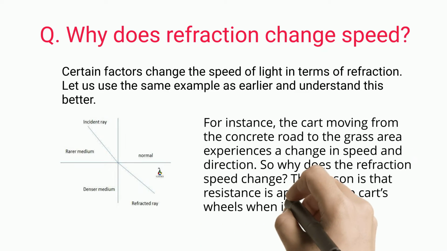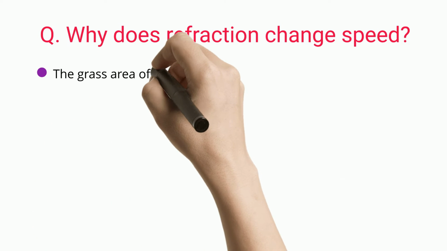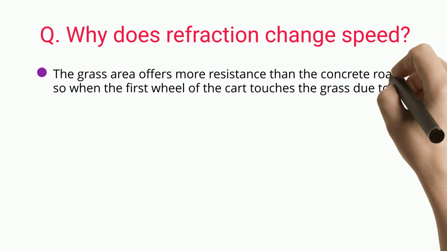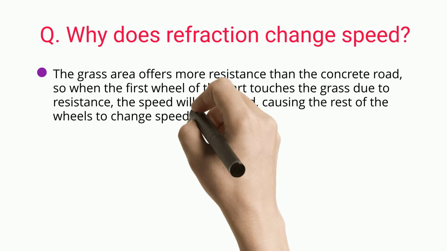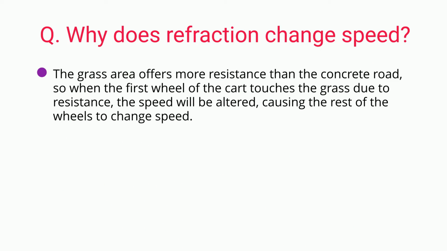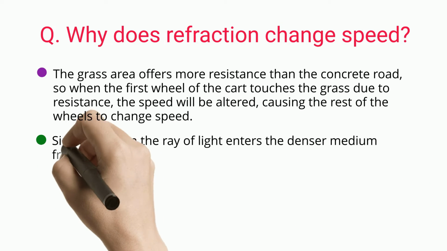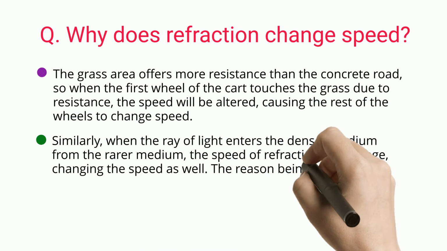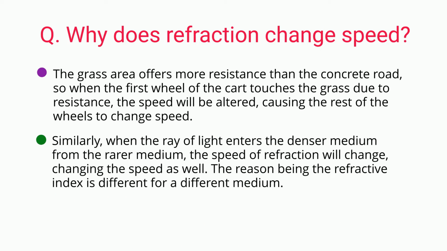The reason is that resistance is applied to the cart's wheels when it enters the grass area. The grass area offers more resistance than the concrete road, so when the first wheel of the cart touches the grass, due to resistance, the speed will be altered, causing the rest of the wheels to change speed. Similarly, when the ray of light enters the denser medium from the rarer medium, the speed of refraction will change. The reason being the refractive index is different for a different medium.